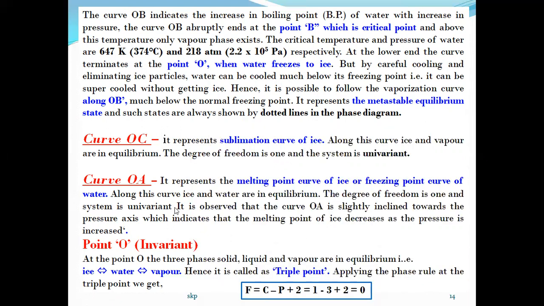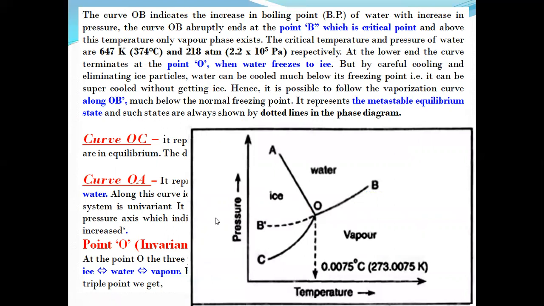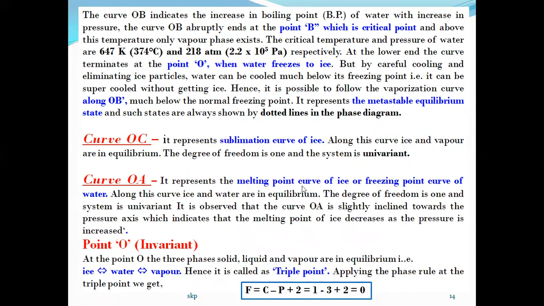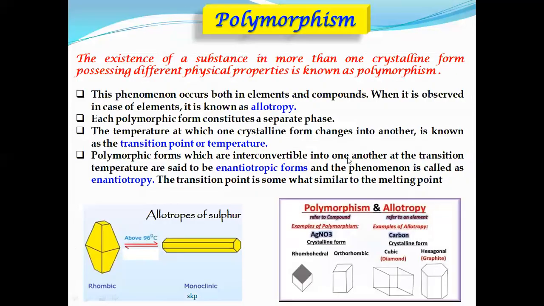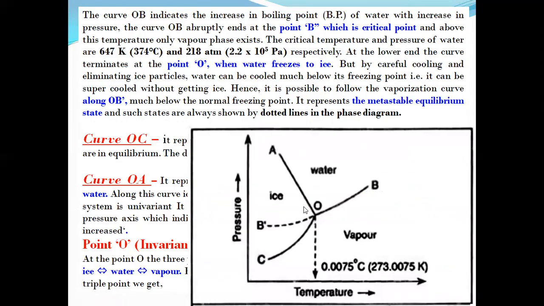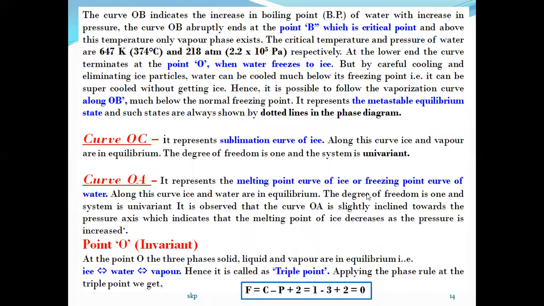Then curve OA represents the melting point curve of ice or freezing point curve of water. Along this curve, ice and water are in equilibrium. So the curve OA indicates water and ice are in equilibrium; this is the phase equilibrium curve for water and ice. The degree of freedom is 1 and the system is univariant.